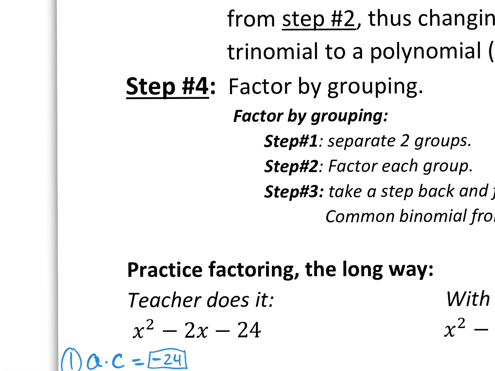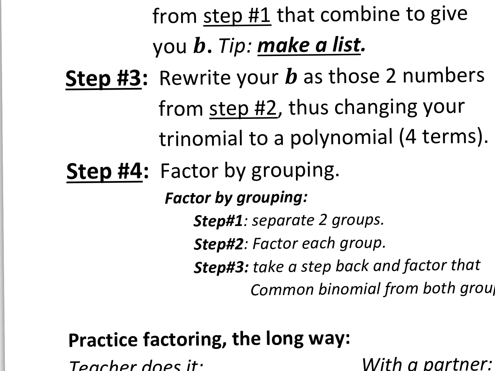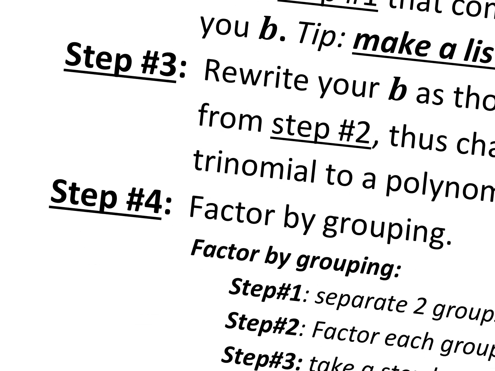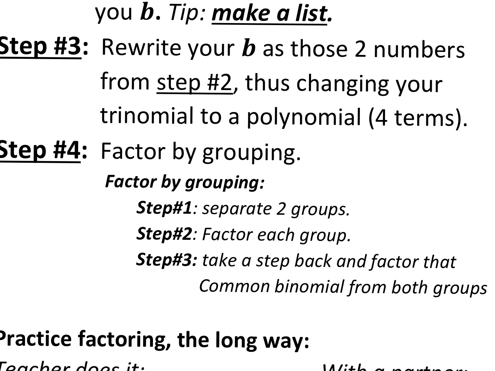Step 3. Let's go to step 3 right here. We'll just highlight certain things on step 3. It says rewrite your b, and it should be your bx. So everybody put a bx right there. Rewrite your bx term as those two numbers from step 2, thus changing your trinomial to a polynomial. So step 3, what are we really doing here? We are changing a trinomial, again, changing a trinomial to a 4-term polynomial.